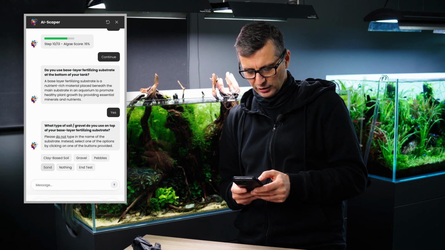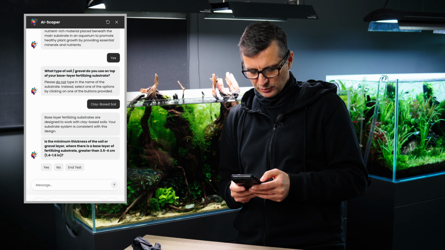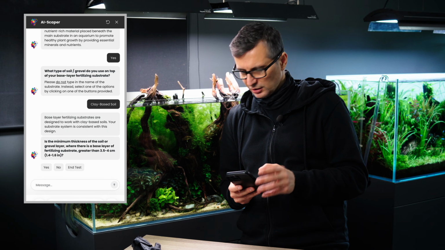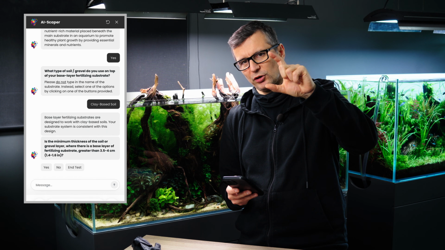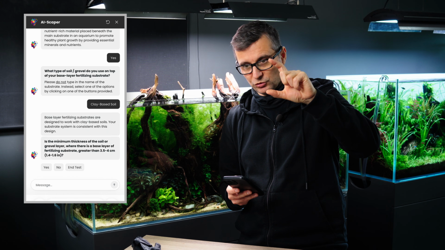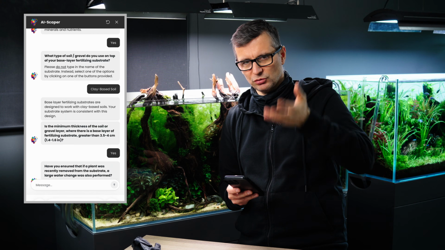What type of soil? We use clay-based soil. Base layer fertilizing substrate, minimum thickness. Is it enough? So the base layer fertilizing substrate needs to be covered by at least 4 centimeters of general soil. If you don't do that, the nutrients will leach into the water.